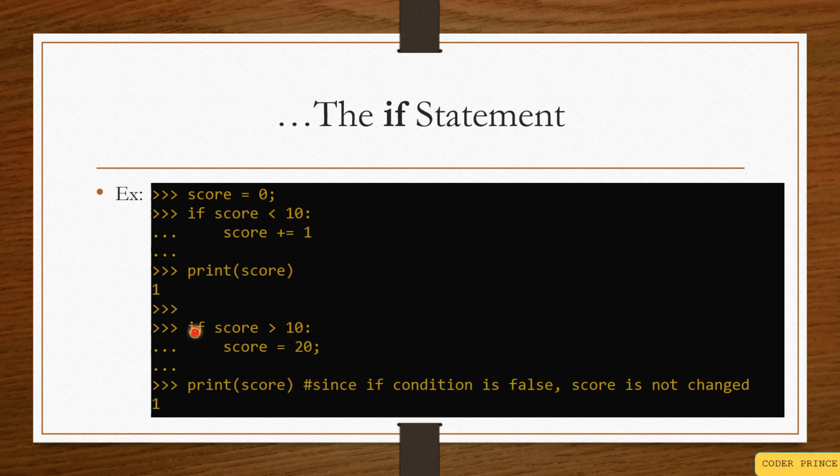In the next if statement, we have score greater than 10. The value of score is 1 now. So 1 is not greater than 10, and this is not executed. Hence print score gives 1.